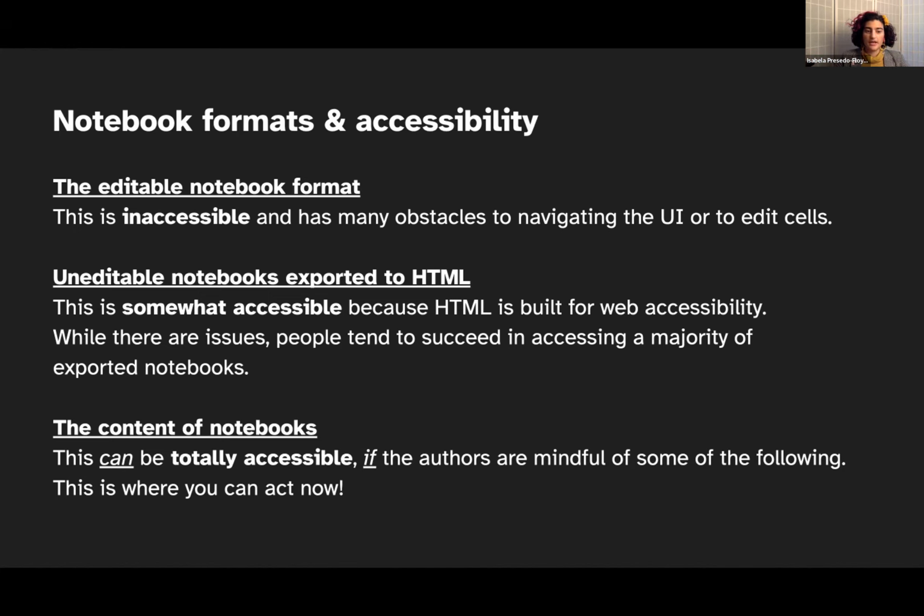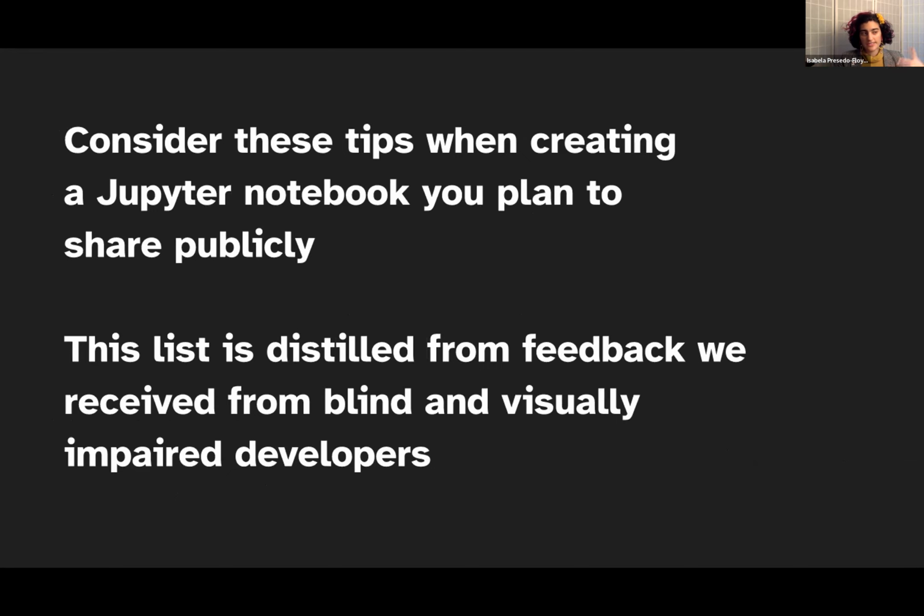The uneditable, read-only notebooks in HTML form get a little better because HTML actually has a lot of built-in accessibility properties. So just moving it to that language, with a little bit more structure, helps a lot. But we've been running tests almost exclusively on these HTML exported versions and we still find plenty of issues. But the truth is the content we can totally fix now. And that's what we're going to be focusing on today: what you can do in the actual content of notebooks to make them as accessible as we can without having to wait for the other changes. So this is kind of distilled from feedback.